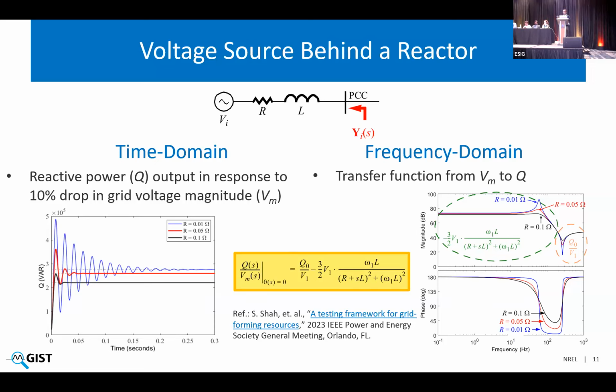So this constant gain at low frequencies below fundamental frequency, constant gain below 60 hertz and 180 degree phase below 60 hertz, are really the fundamental characteristic of a voltage source.